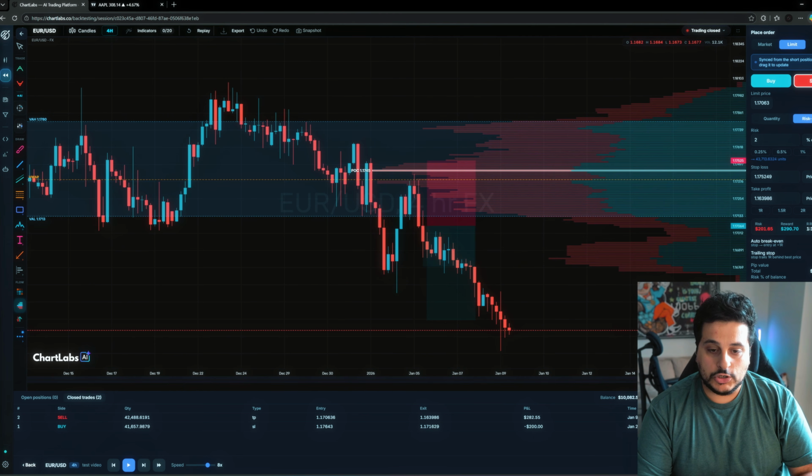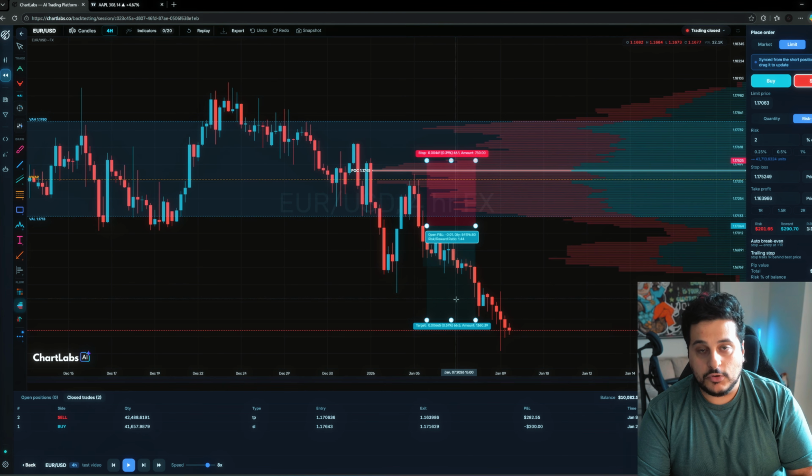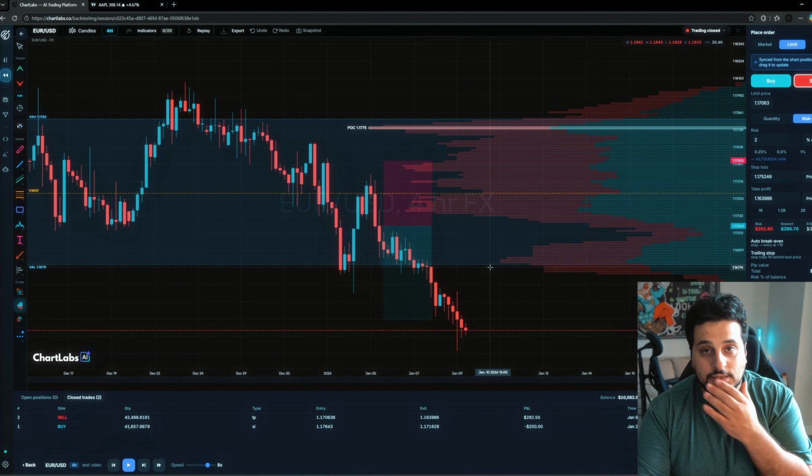So we lost a trade and won a trade, but we're still up in profit because we're risking a 1.5 risk-to-reward ratio. That's pretty much the setup, guys. That's how simple it is to trade this strategy.